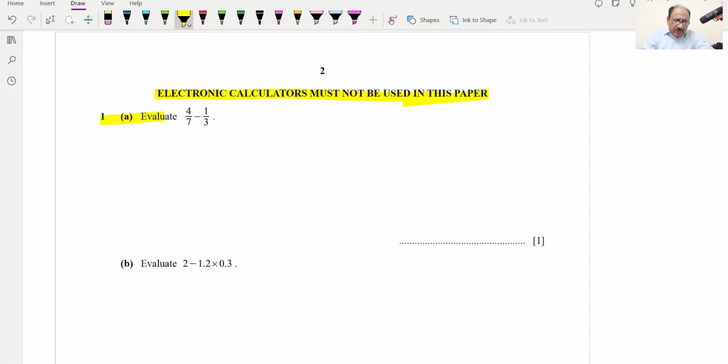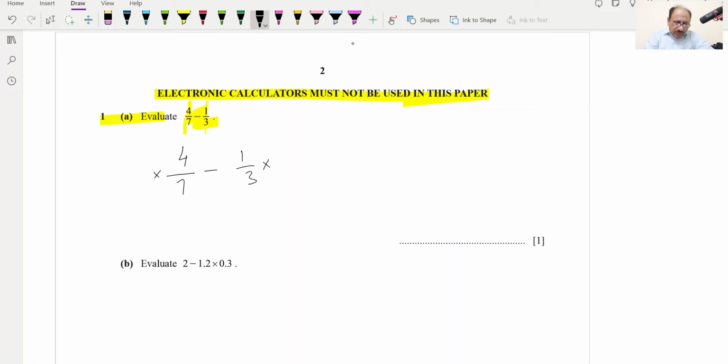Question number 1, keep in mind this is non-calculator and you can't use a calculator in this paper. So question number 1, A part, we have to simplify this fraction. So we can equalize the denominator, so 4 over 7 minus 1 over 3.